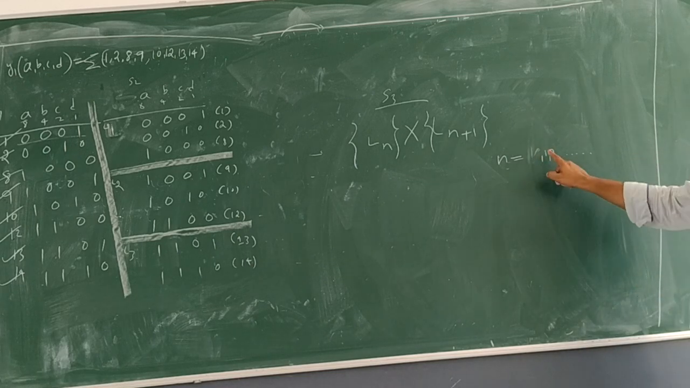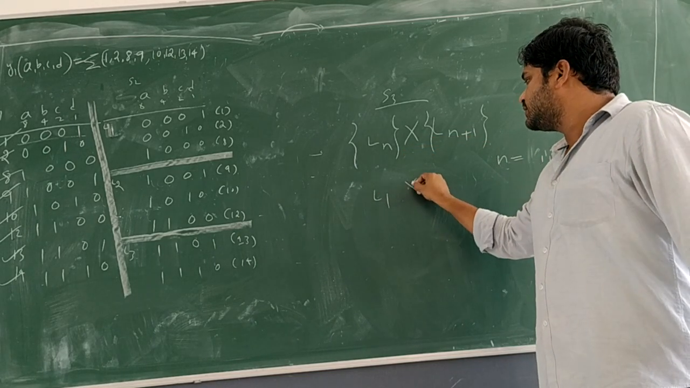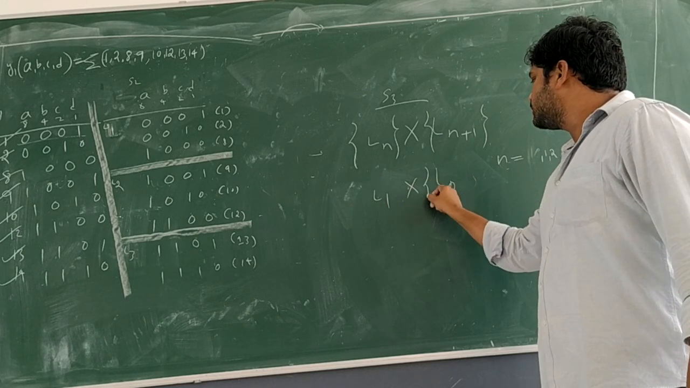So now, what we can substitute in the next stage is 1 for n. Hence, what is the case? L1 with L2.